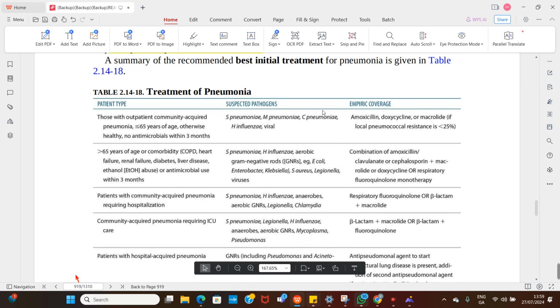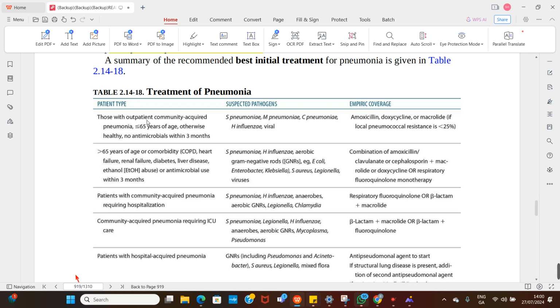Now, you don't need to cram everything that is here. What you just need to know is that, okay, I have done my CURB-65. This patient is having a score of 0 to 1. So that is what type of treatment? 0 to 1 is what? Outpatient treatment. So 0 to 1, outpatient.